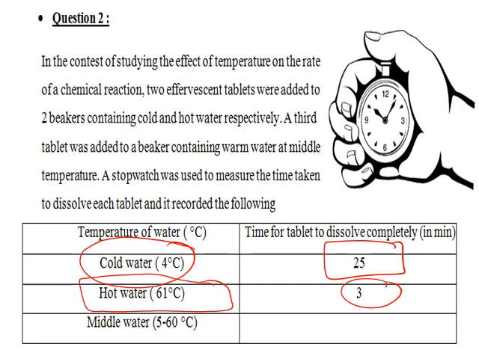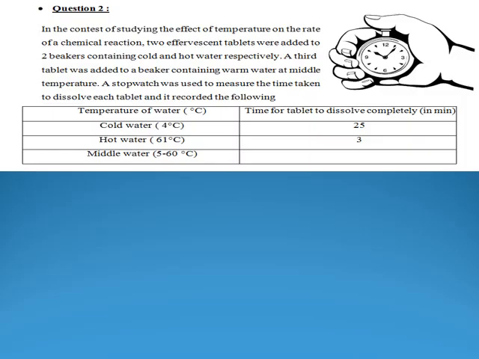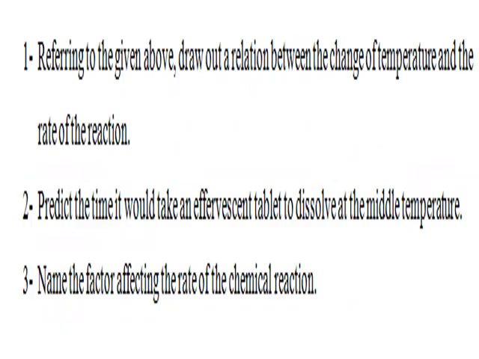So in this table we have to fill in the missing value. Referring to the table above, draw the relation between the change of temperature and the rate of the reaction. Simply we can say here that when the temperature was 4, the time needed was 25 minutes. When the temperature increases to 61, the time needed decreases to 3 minutes. So with a temperature increase, the time for a tablet to dissolve completely decreases.